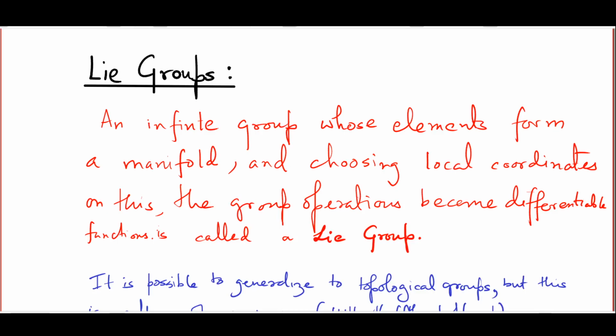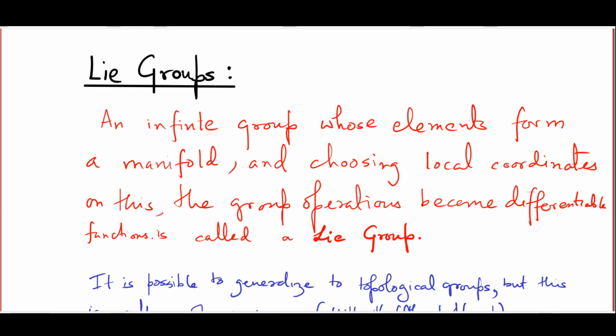In fact, we are not even going to consider all possible infinite groups. The kind of infinite groups that we are going to look at in the rest of the course belong to a special category known as Lie groups. Now, technically speaking, the definition of a Lie group is as follows. It's an infinite group whose elements form a manifold, a differentiable manifold to be precise, and choosing local coordinates on this, the group operations become differentiable functions. Such a group is called a Lie group.